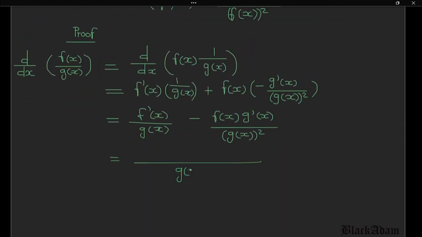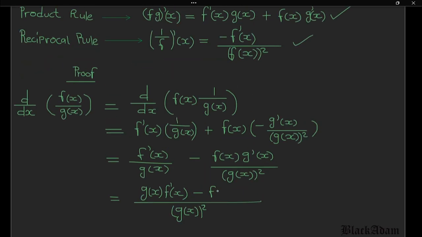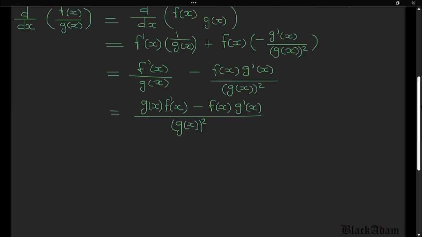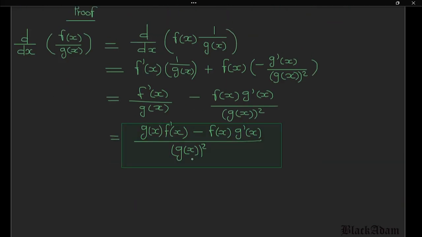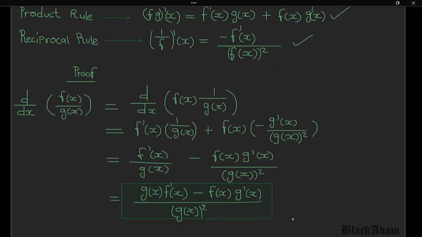Find the common denominator there, and then we have g(x) squared, and that means g(x) can go into g(x) squared, g(x) times, and then that's going to be g(x) multiplied by the derivative of f(x) minus f(x) multiplied by the derivative of g(x), all over g(x) squared. So that's our final answer.